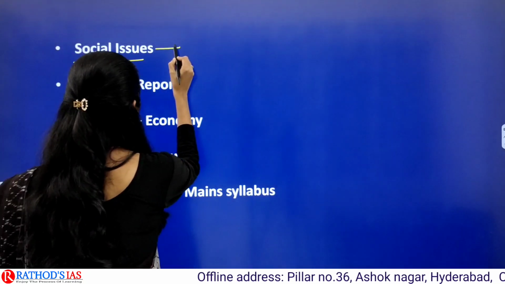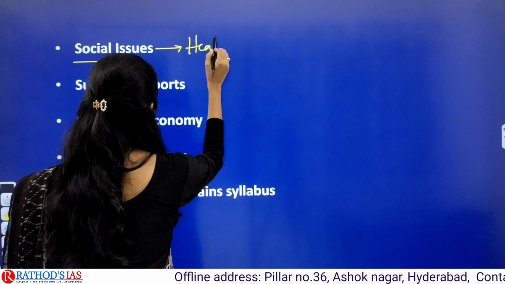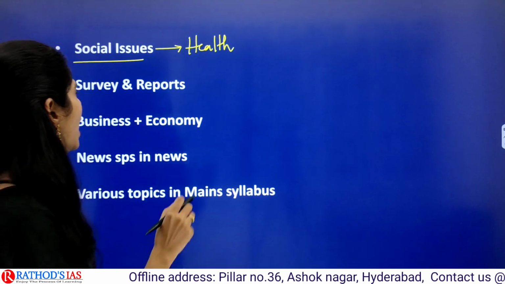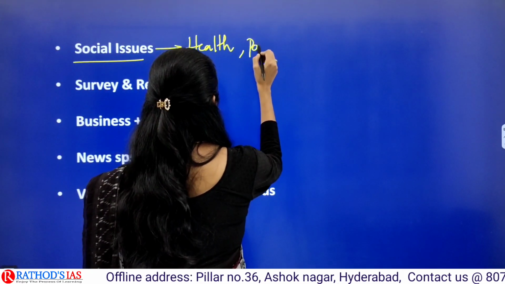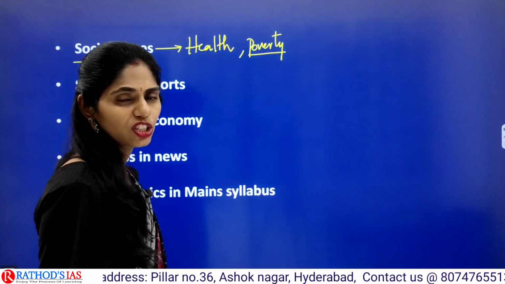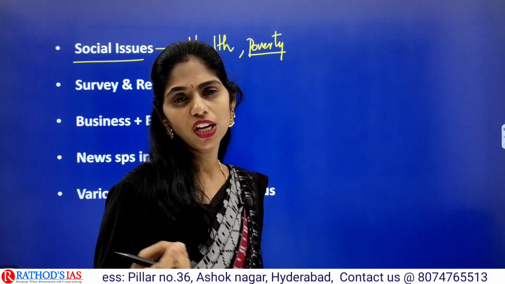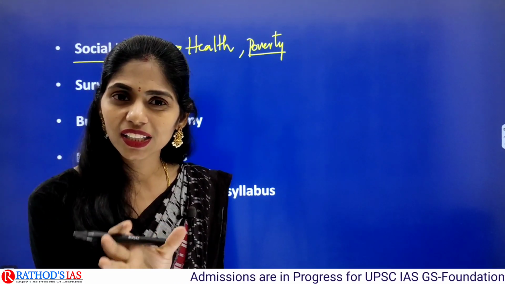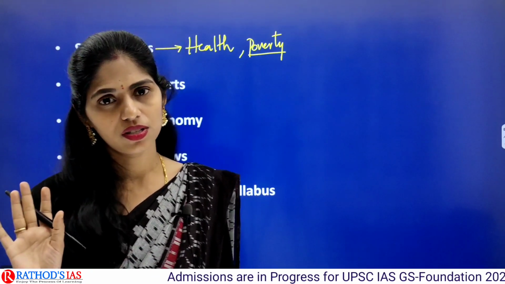For example, today's newspaper is entirely about health because of World Health Day on April 7th. And next one is poverty related issues, and there will be lots and lots of indices regarding urbanization, poverty, child marriages, education. So all those are very, very contemporary issues. So regarding those contemporary issues, you need to make notes.